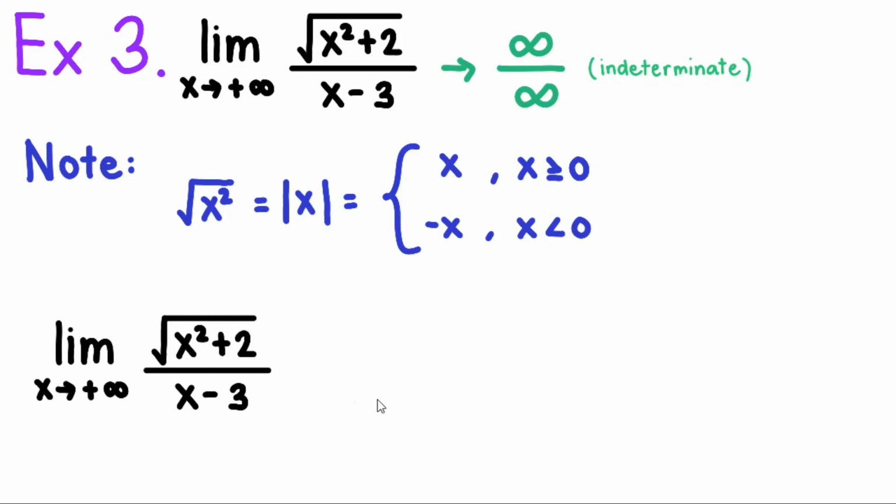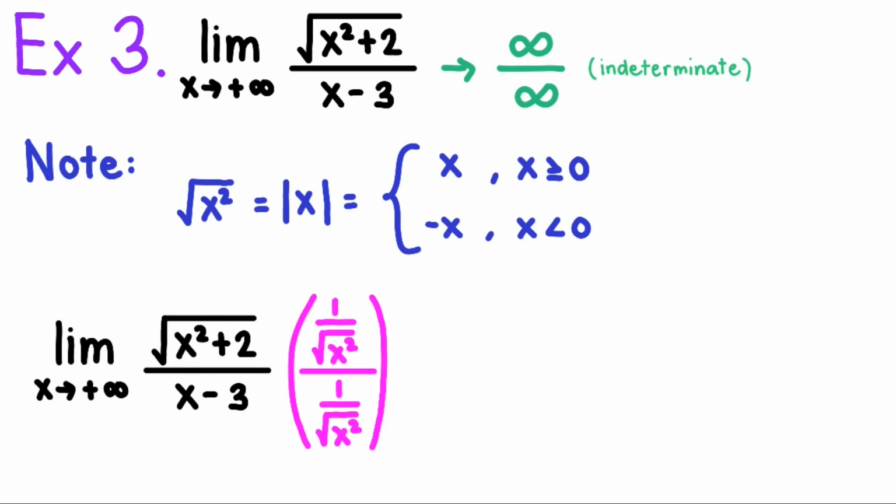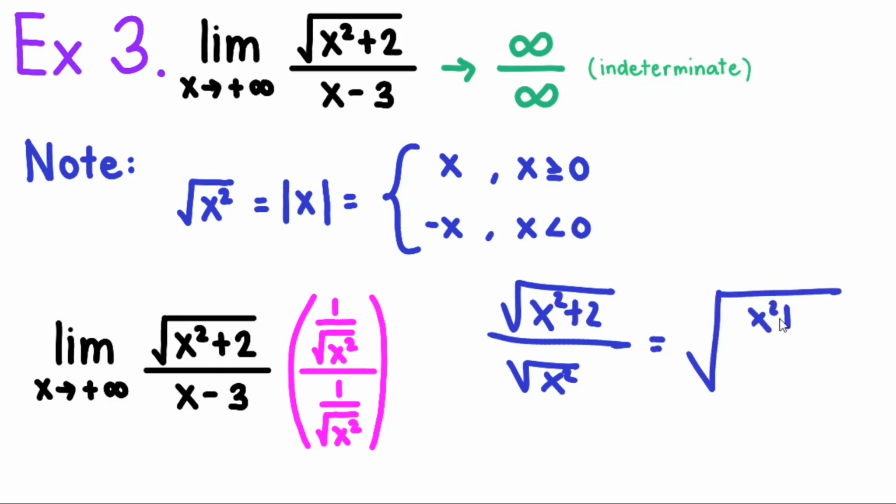So in here, what do we need to multiply? Again, we base it on the highest exponent present. But unfortunately, we have a radical out here. So let's try to focus first on the radical. What can we do to eliminate this one out here? Well, we can multiply 1 over square root of x squared all over 1 over square root of x squared. Since again, when we multiply radicals, so for instance, in this case, we have square root of x squared plus 2 over square root of x squared, this just simplifies to the square root of x squared plus 2 over x squared.